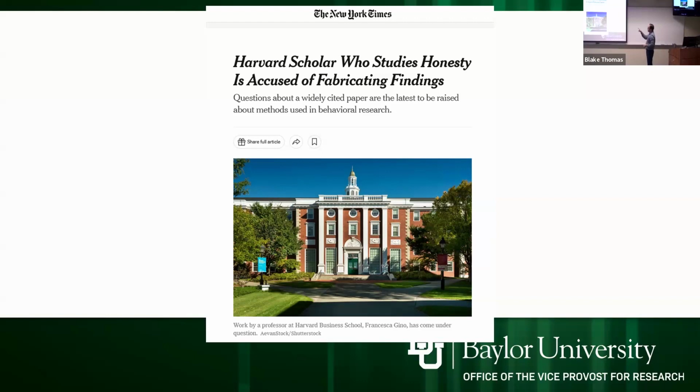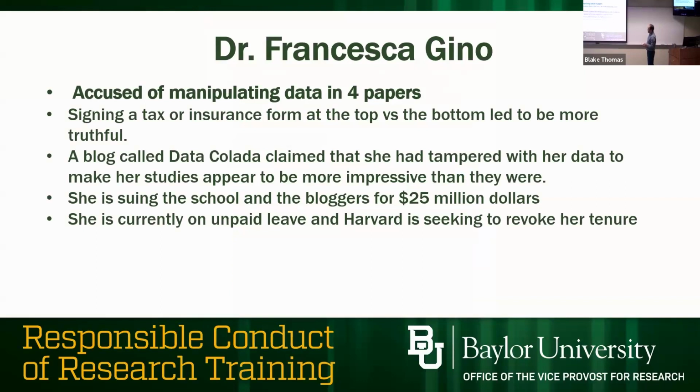And so this was Francesca Gino, and she's accused of manipulating data in 4 of her papers, right? It's a PNAS paper with lots of citations and stuff. What they found was that if you sign at the very beginning of the form that you agree to be ethical, versus at the very end of the form, you tend to be more truthful. You're less likely to lie, or you're more honest if you sign at the very beginning versus the very end. So it was a really easy thing to do, but it seemed to have strong effects. If you sign at the beginning, you're more truthful in your representation of your tax or insurance form.